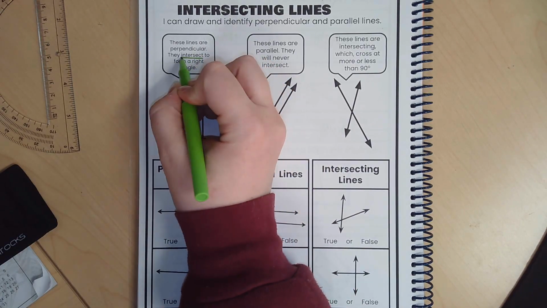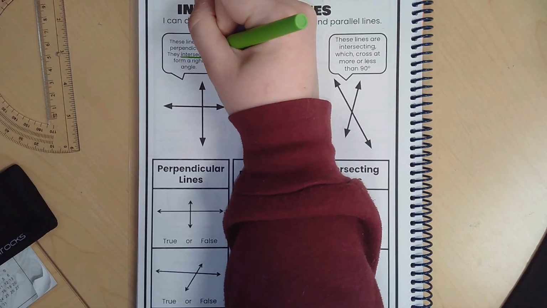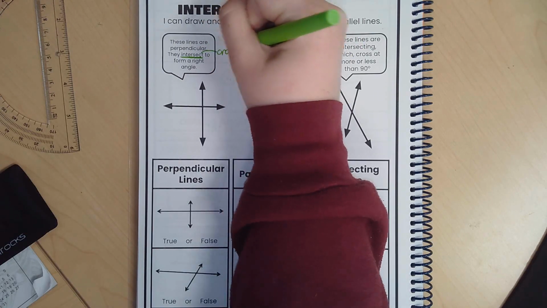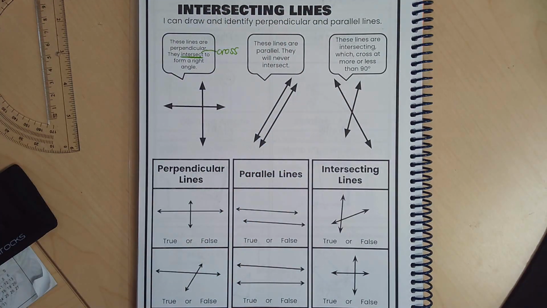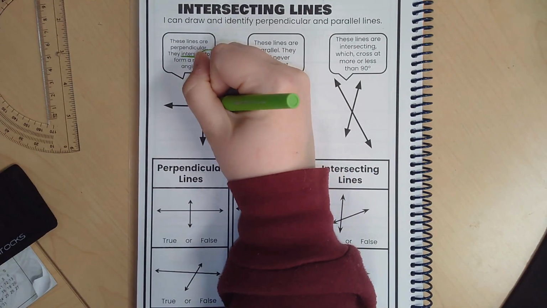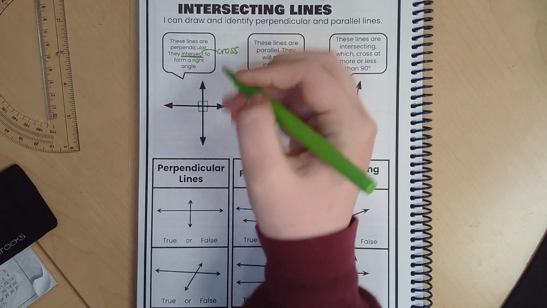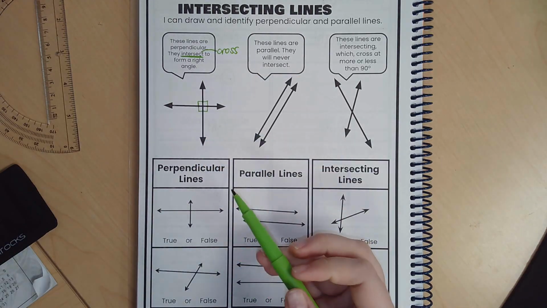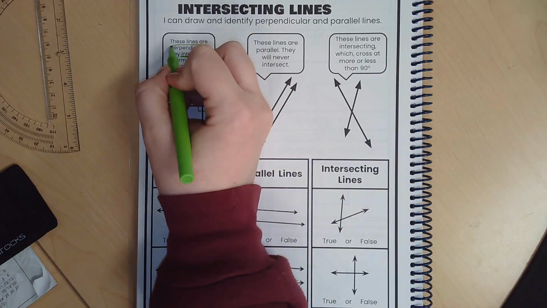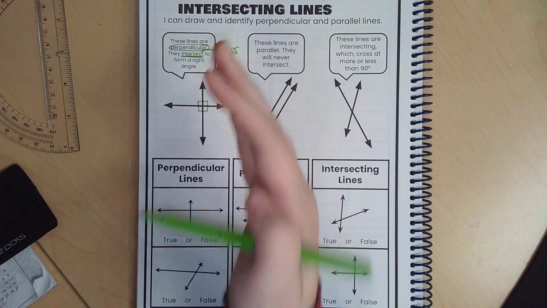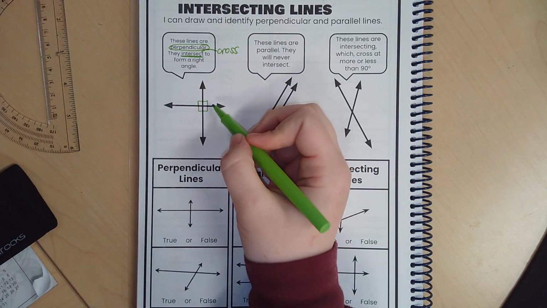Intersect just means that they cross, okay? So I want you to just draw a little line. They cross, just like an intersection that you drive through or ride your bike through. When they cross to form right angles, like this one, you can see all of these are right angles. They are perpendicular. The only time they're perpendicular is if the angles that they form are right.